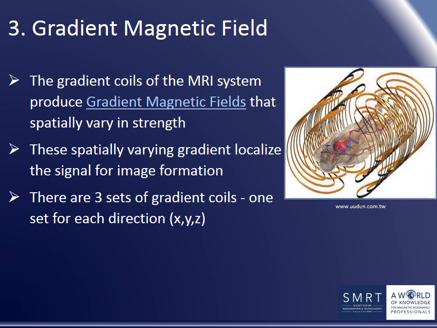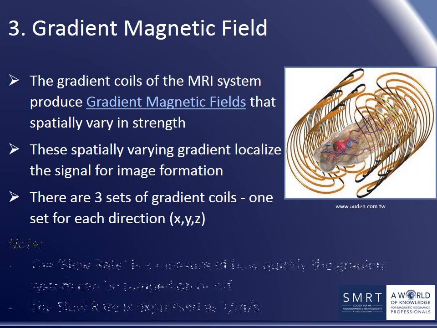The third magnetic field used in MRI is the gradient magnetic field. Gradient coils of the MR system produce gradient magnetic fields that spatially vary in strength across the patient to help localize the signal for image formation. There are 3 sets of gradient coils, one for each direction. Gradient magnetic fields effectively provide coordinates for signal received from each point in the imaging volume.